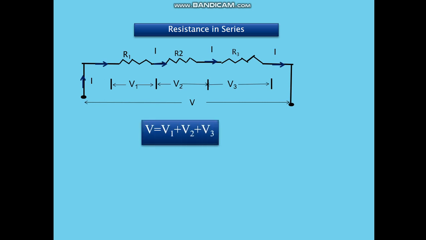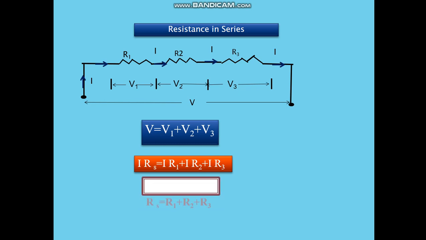V is equal to V1 plus V2 plus V3. Again, using Ohm's law, you have I Rs is equal to I R1 plus I R2 plus I R3. I gets cancelled, so you get Rs is equal to R1 plus R2 plus R3. Similarly, you can have more than two resistors, more than three resistors, and likewise the equation will change.